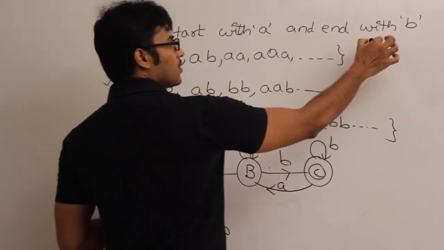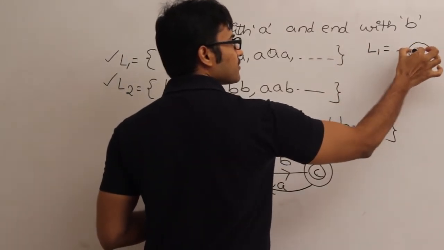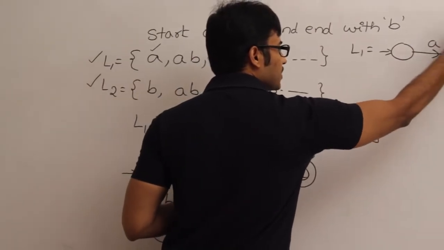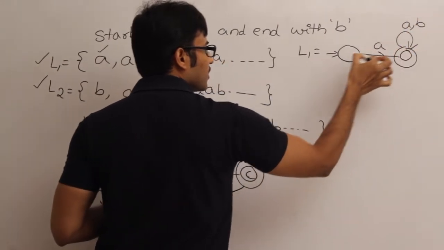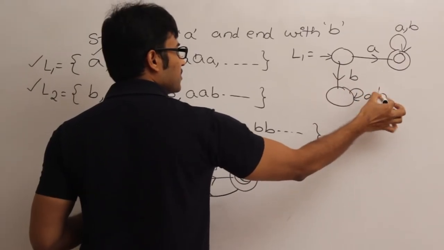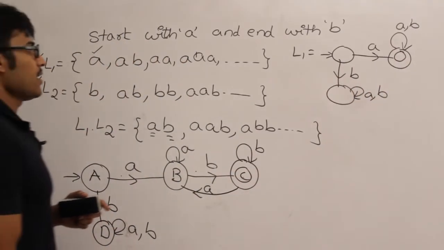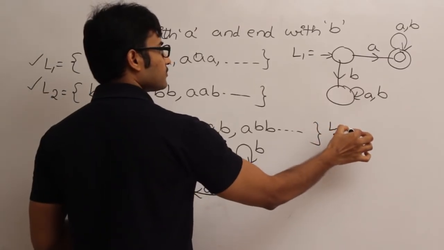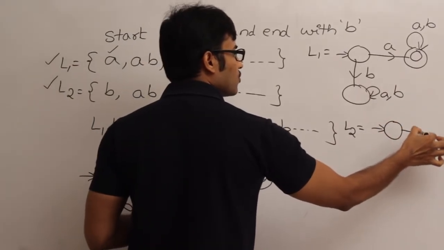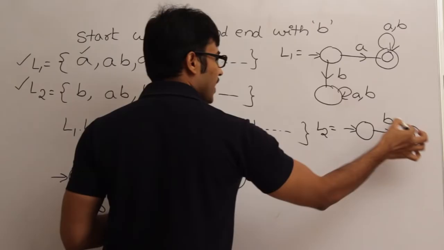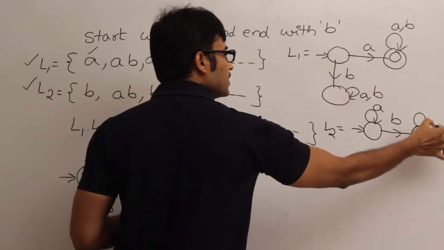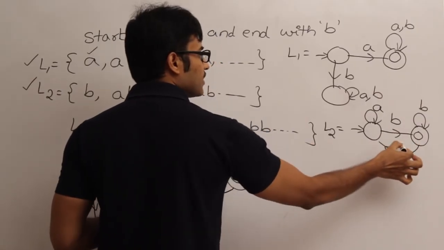For L1, starting with A, we have already seen it. Starting with A is nothing but, if I start with A, I am going to accept it. And if I start with B, I am not going to accept it, right? And L2, ending with B. If it is going to end with B, I am going to accept it, and I wait for B, and once I see B, any number of B's and A's, right?